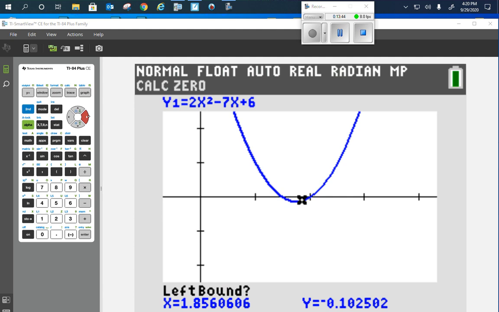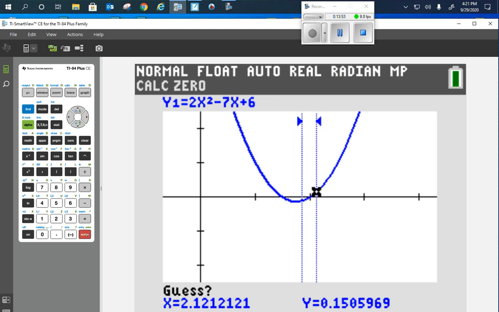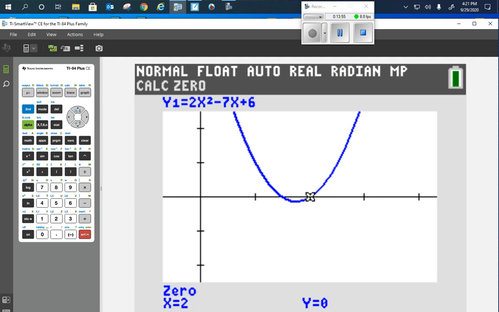Okay, so I'll go ahead and push enter. Use your right arrow key until you're to the right of that intercept, approximately there. So make sure you're to the right of it, push enter, and then guess. Yes, you always push enter again. Now it's giving you an exact 0, saying y is 0, right? That's the x-axis, when x is 2.